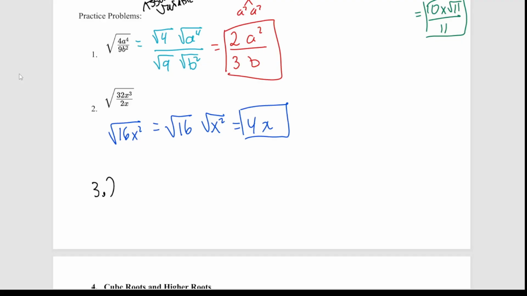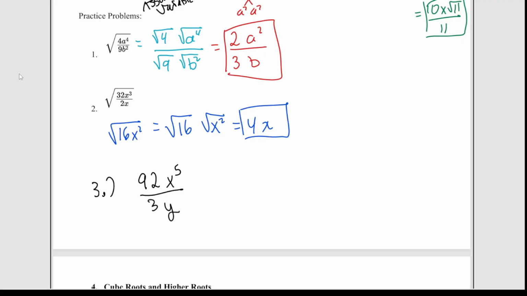So let's say I had 92 x to the 5th over, actually let's make that 3y, all underneath the square root. So 92 over 3, that actually doesn't simplify. We might want to see if 92 simplifies at all.